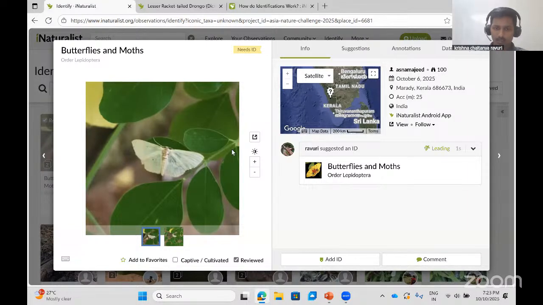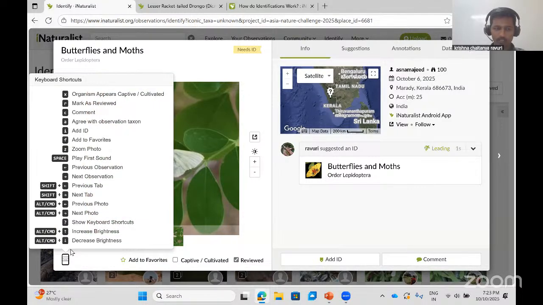And there are actually a lot of shortcuts in this page which will help you do stuff quickly. You can see them if you click the keyboard shortcuts. And yeah, these are very important. I to add ID, C to add a comment, A to agree, and X to mark as captive or cultivated, right?